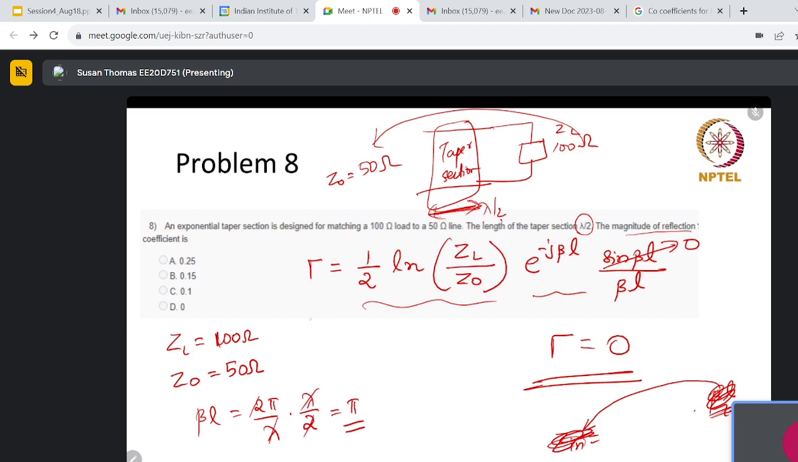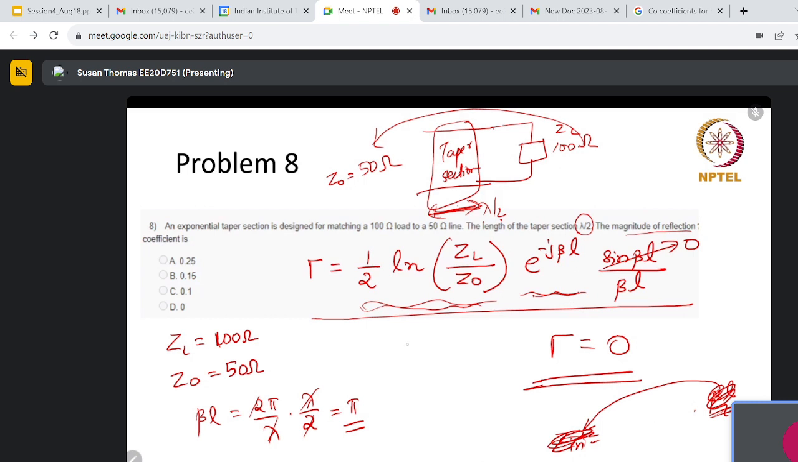So this is the expression for the reflection coefficient. As you can see, this has the magnitude part, and if you notice this e raised to minus j beta L, that is the phase part of the reflection coefficient. Okay. So the question is on the magnitude of the reflection coefficient.